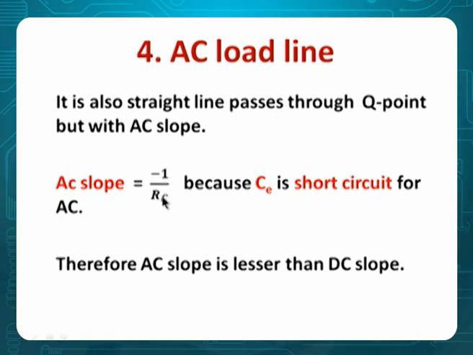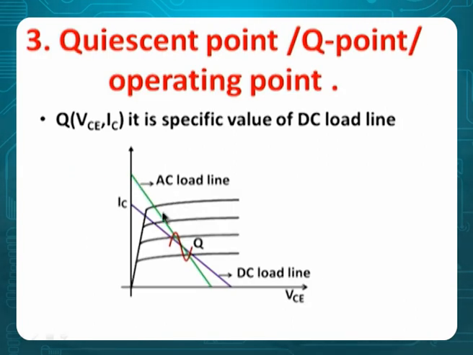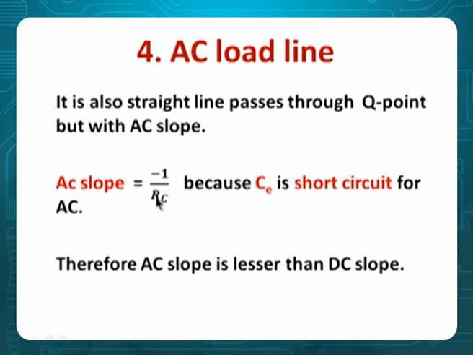Now RE is shorted. You know why RE is shorted? Because the capacitor is shorted. Therefore the AC slope is greater than the DC slope in magnitude, and hence if you see this, the slope is different. We can always draw any straight line with two things. From your childhood you know that for a straight line, two things are required: 2 points, or 1 point and a slope. So while drawing the DC load line we have 2 points, but while drawing the AC load line we have a slope, and the second point is the Q point.